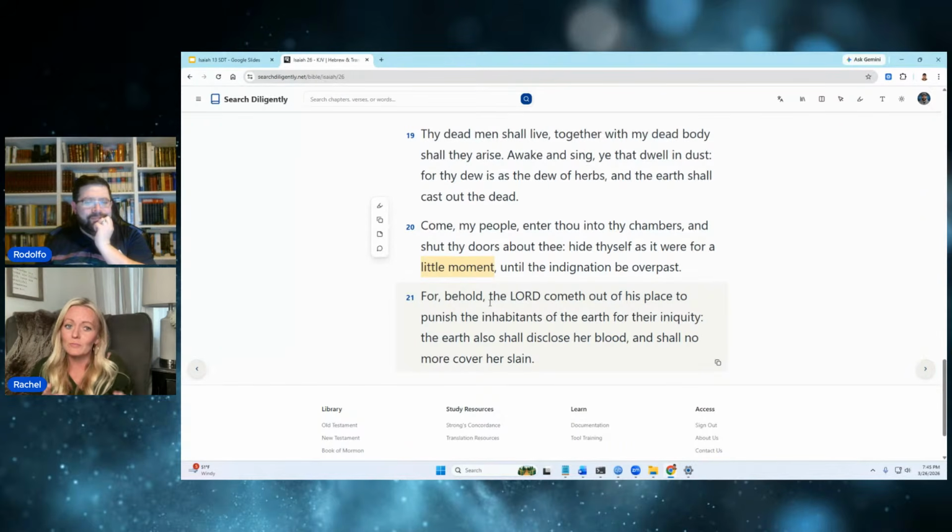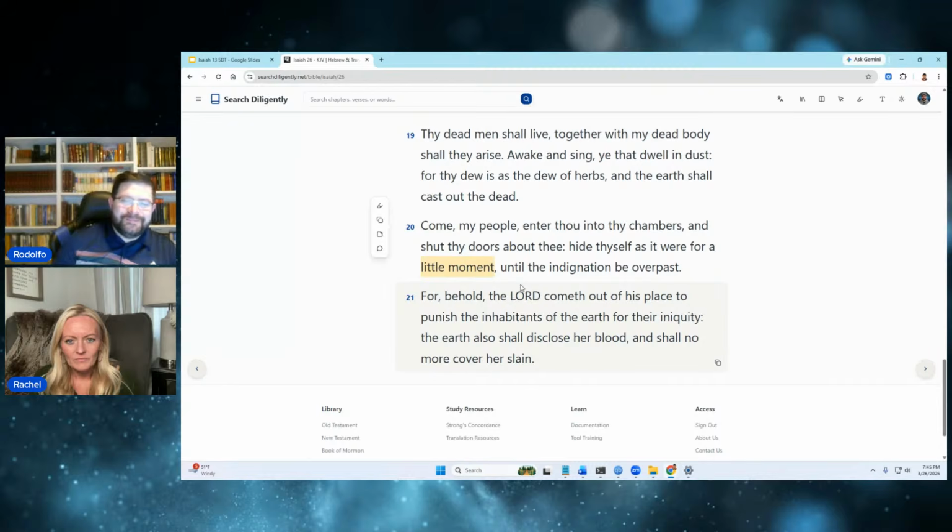I think definitely it's small to the Lord and it feels big to us, but probably hindsight makes it feel much smaller. Yeah. Or a little while. A little while, until the indignation be overpassed.